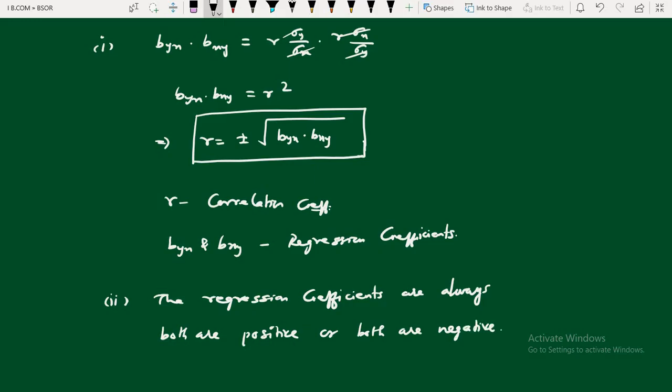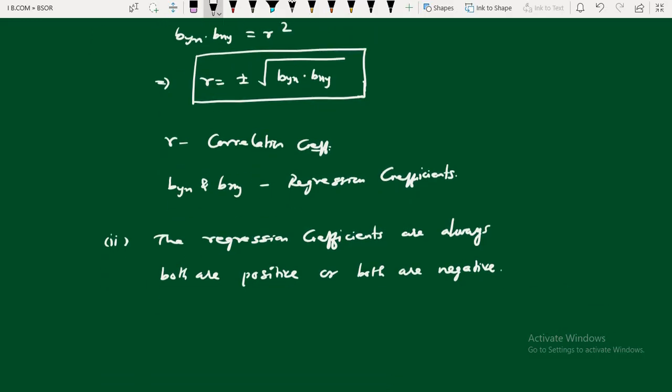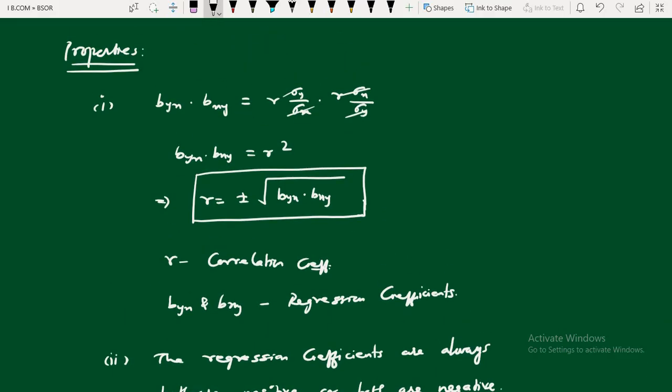When you find the regression coefficients bxy and byx for the given data, both values will be positive or both values will be negative. That is a characteristic the regression coefficients have. Suppose we have mixed signs, plus and minus, then we cannot get a correct regression equation; that does not represent a regression equation. So if we have this property, then only that is called a regression equation. This is another important property of regression coefficients. These are the two important properties.